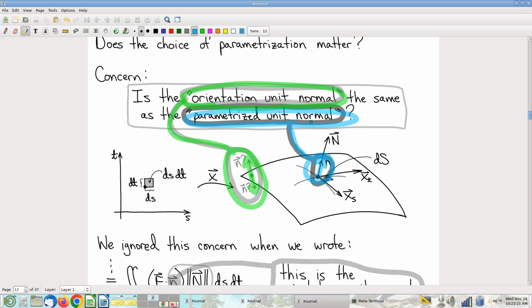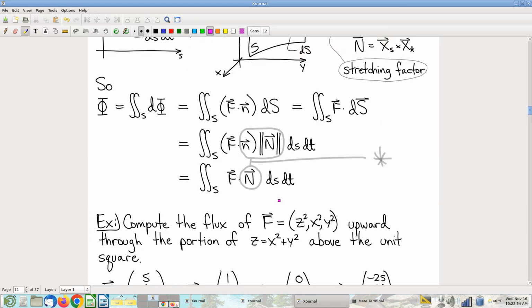And it could go either way. If the question here was, let's talk about flux downward through this surface, well, that's downward through the surface. The parameterization orientation, though, is upward. Those are different. In a case like this, where the given orientation of the surface is downward, but I parameterized with an orientation that ended up being upward, they're not the same. And this business up here would be wrong in that case. Everybody see what I'm talking about?